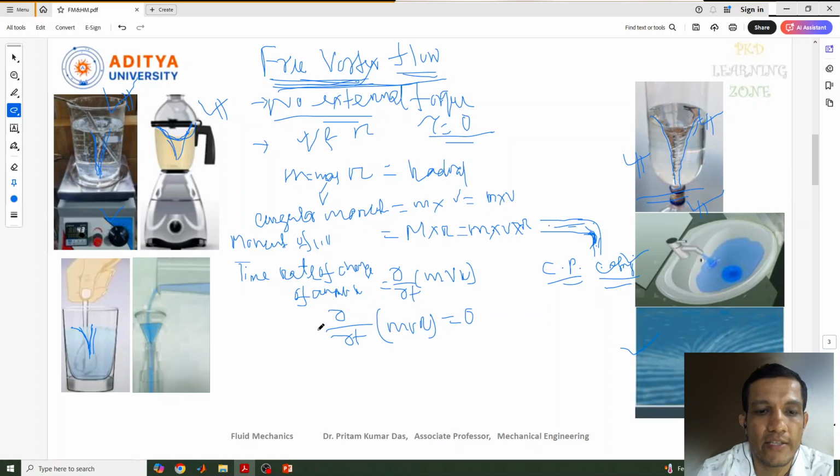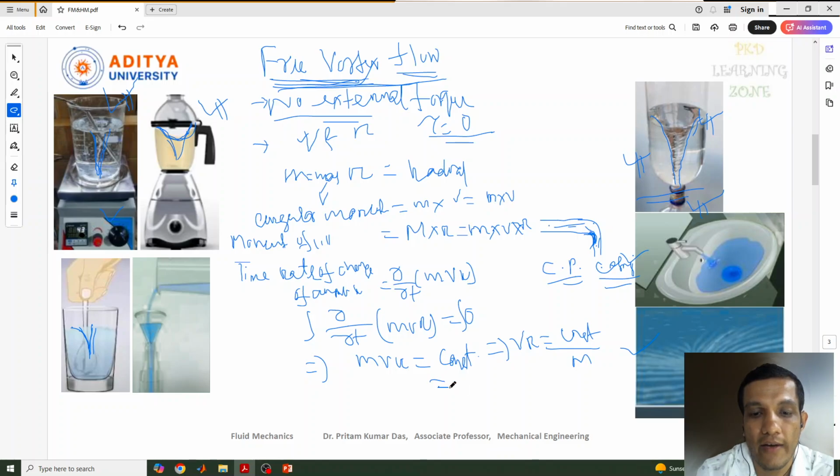Now let's integrate this equation on both sides. The integration of this gives mvr, and the integration of 0 gives only a constant term. So we can write mvr equal to constant. Now the mass of the fluid is also a constant value, so keep it on the other side. You can write vr equal to constant by the mass. So finally we get v into r equal to constant. This is the equation.